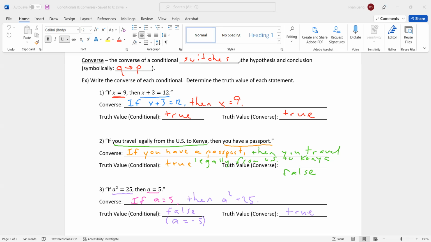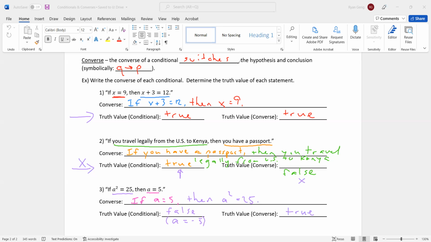All right. Now, I left all these up here because I want you to see this. I'm going to look at truth values now. A lot of people think that if a conditional is true, then the converse is true. Well, that was the case here, but it wasn't the case on number 2. Number 2 would be a counterexample to that thought.